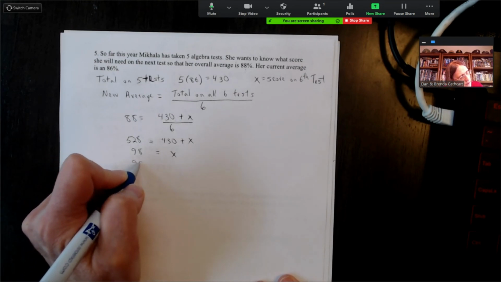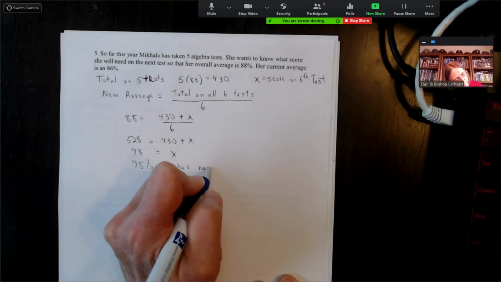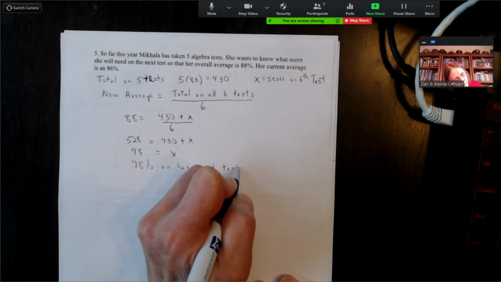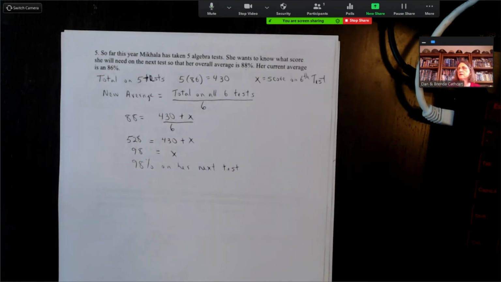Michaela would need a 98% on her next test to have an average overall of 88%. And that's solving rational equations.